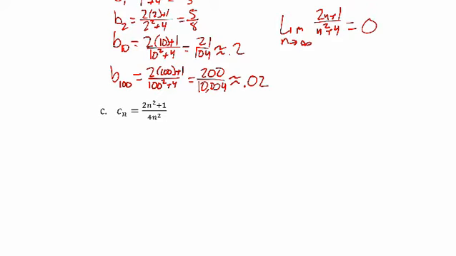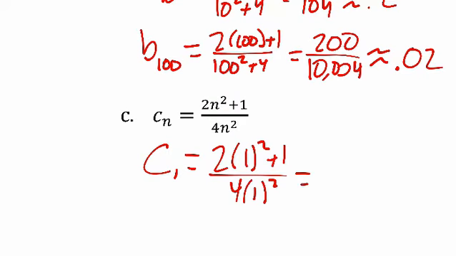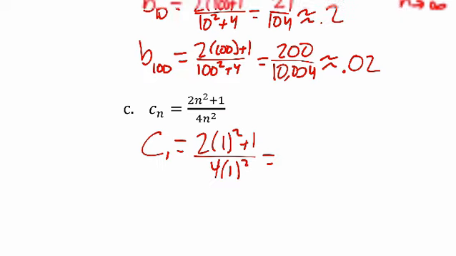So, plugging in, starting with C sub 1. Now it's a little varied. We got (2n squared + 1) over 4n squared. So we got (2 times 1 squared + 1) over (4 times 1 squared). Numerator, 2 times 1 squared is just 2, plus 1 gives us 3. Denominator, we end up with just 4, which as a decimal is 0.75.